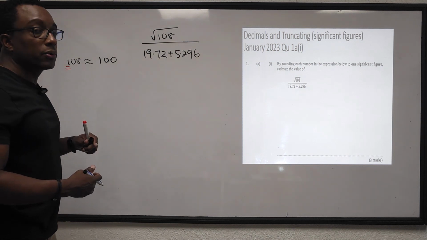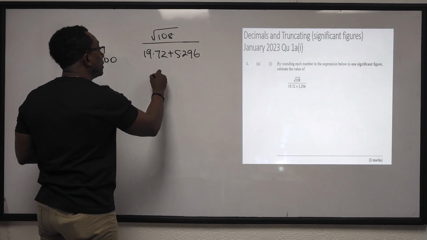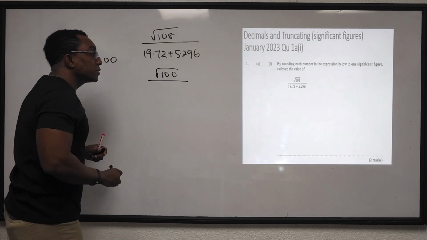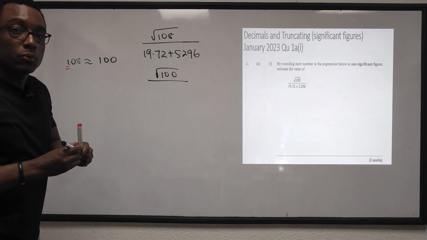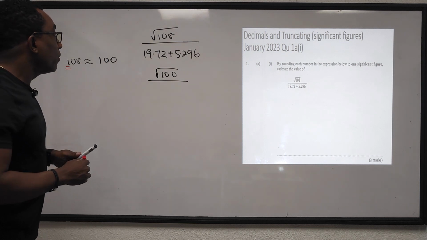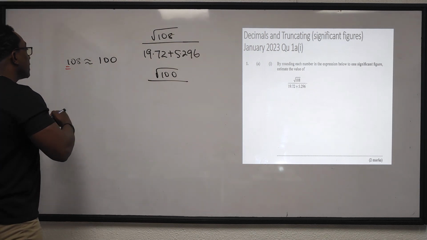So the square root of 108 now becomes the square root of 100. So that's 108 rounded to one significant figure. So now let's look at 19.72.